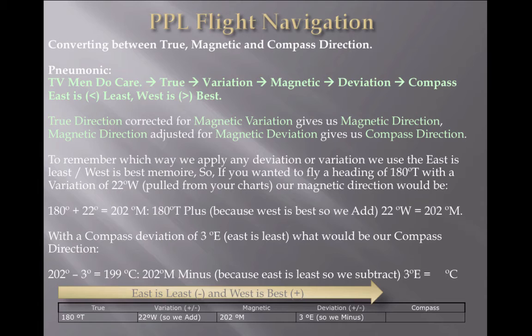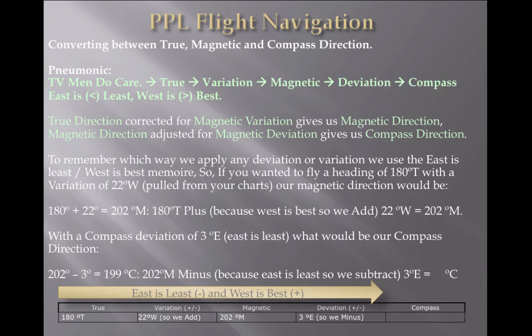The other mnemonic that you need to be able to remember is east is least, west is best. And this doesn't just relate to the conversion between true, magnetic and compass directions, but we will use it a lot in many, many ways as we go through this course. So true direction corrected for magnetic variation gives us magnetic direction, which means if we are given a true direction and we need to work to a magnetic direction, we need to correct for magnetic variation. And that's the isogonal lines that we'll pick up off the chart.